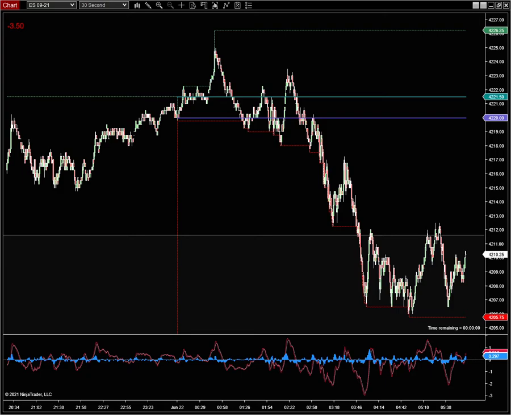So when you're trading, you really don't want to buy a break of a pivot high or a break of a pivot low. That usually causes a lot of false breakouts, and it's a good way to start losing your money.